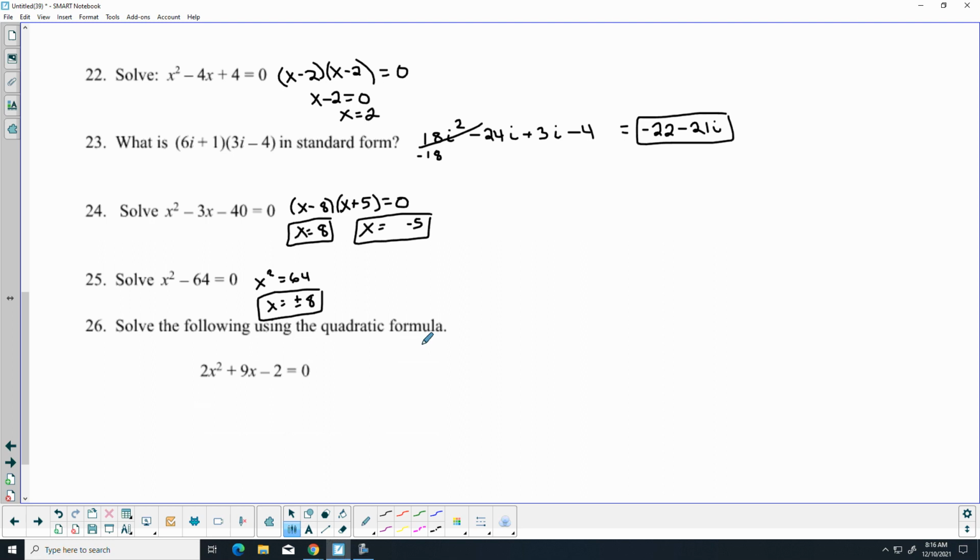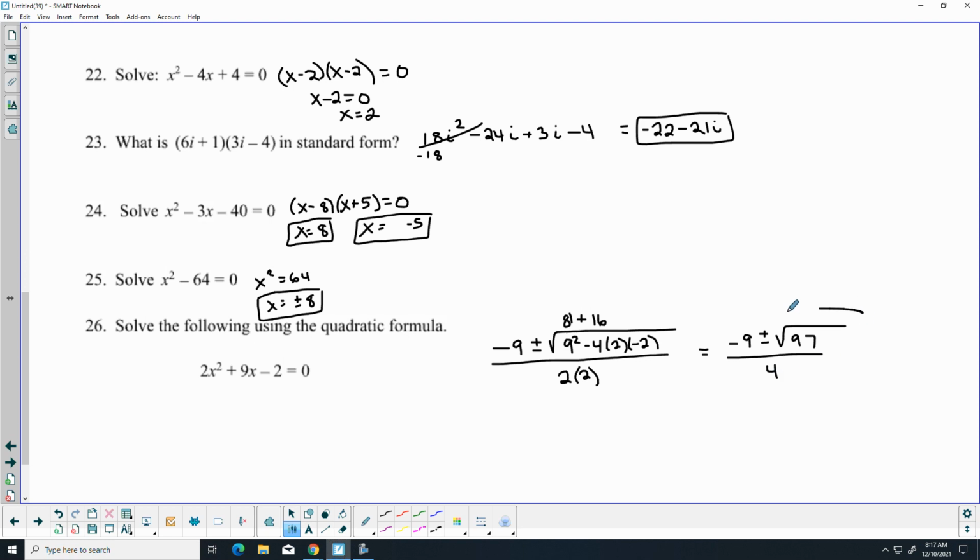26, solve using the quadratic formula. Well, opposite b plus or minus the square root of b squared minus 4ac, all over 2a. That's going to be 81. Negative 4 times 2 is negative 8, plus 2, or times negative 2 is going to give me a plus 16. So I'm going to get negative 9 plus or minus the square root of 97, over 4.